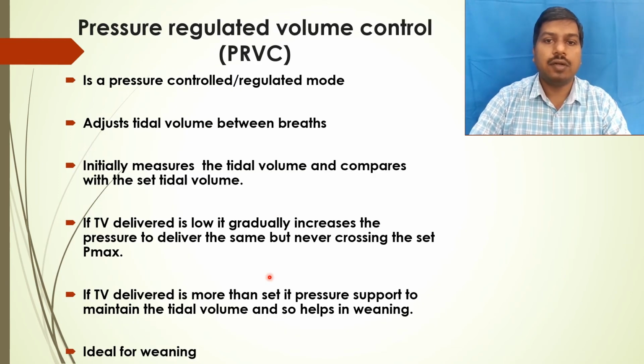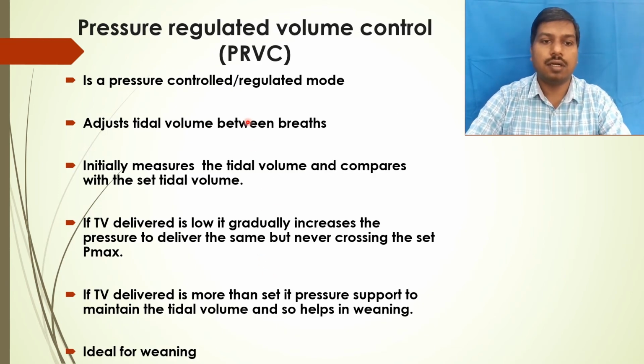Pressure regulated volume control is again a pressure targeted ventilator mode. It adjusts the tidal volume between breaths. Initially, it measures the tidal volume and compares it with the set tidal volume. If the tidal volume delivered is low, it gradually increases the pressure to deliver the same tidal volume, but it never crosses the set maximum pressure. And if the tidal volume delivered is more than the set tidal volume, it reduces the pressure support. So according to the tidal volume delivered, it increases and decreases the pressure support. So it's an ideal mode for weaning from mechanical ventilation.